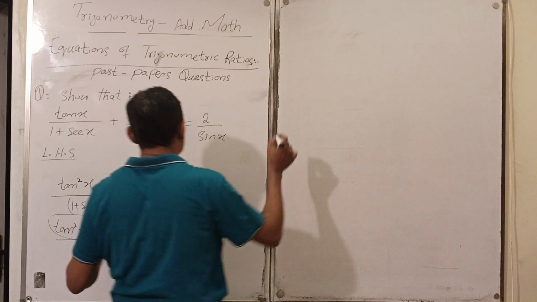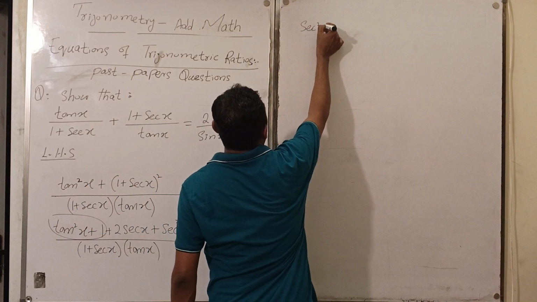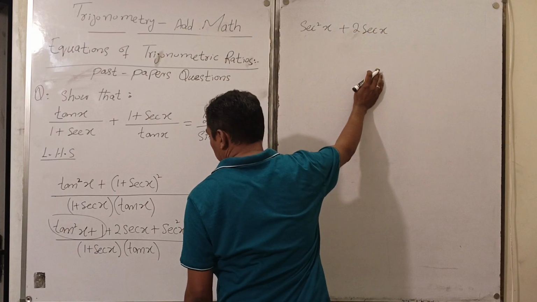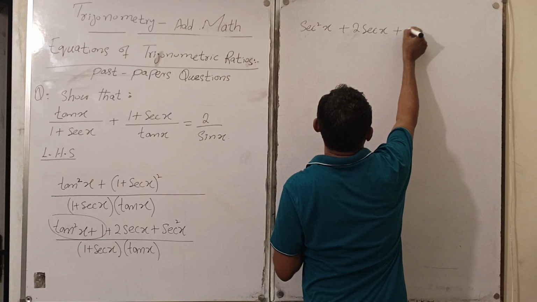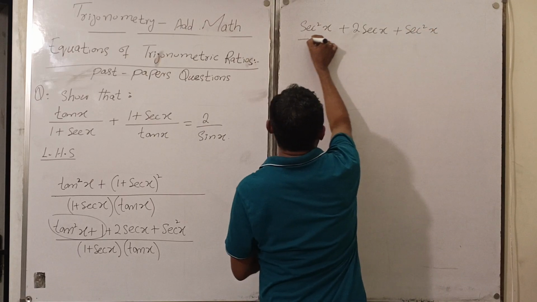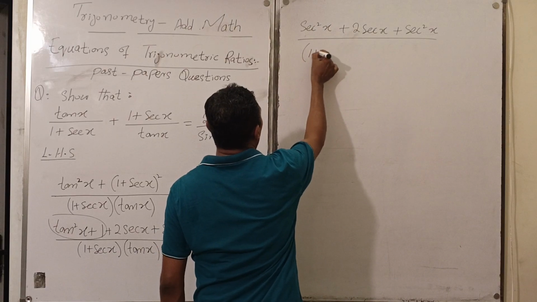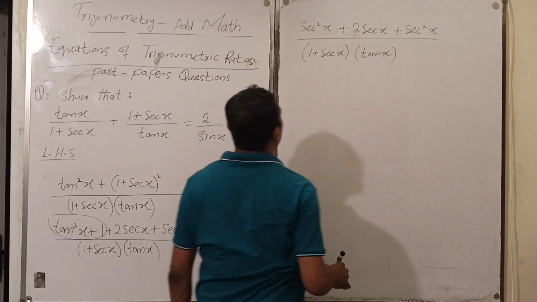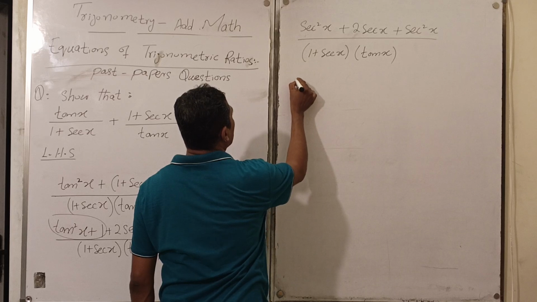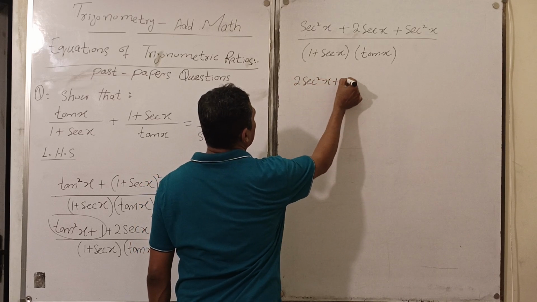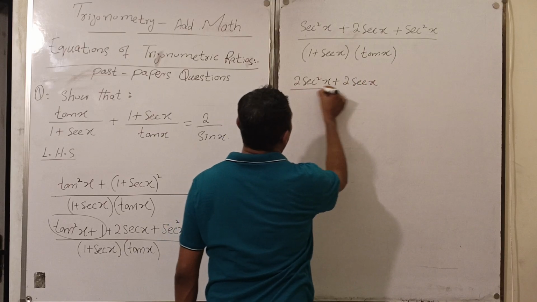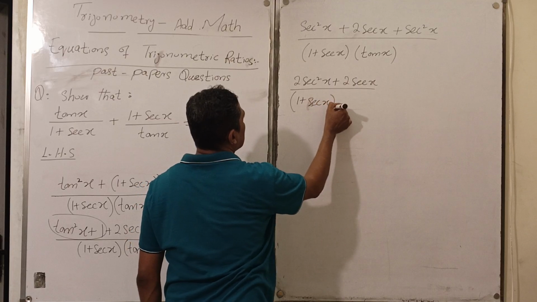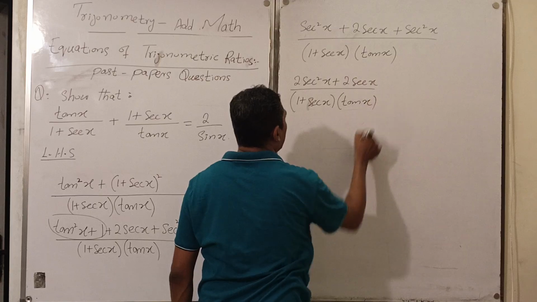So now this one is sec square x plus 2 sec x, right? Yes. Or plus sec square x, and in the denominator you still have 1 plus sec x into tan x. Am I right? Yes. So now in the numerator you will have 2 sec square x plus 2 sec x divided by 1 plus sec x into tan x. Am I right?